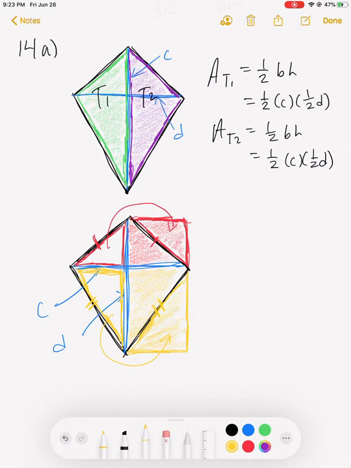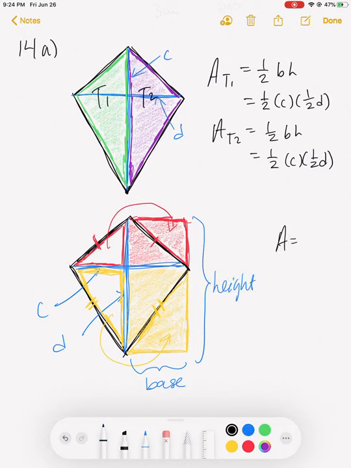So the red and yellow shaded parts with colored pencil are the rectangle that we can use to find the area of it. The rectangle has a base and a height. So the area is equal to base times height, which is equal to what with respect to our C and D? That's what you can figure out here. So there's a couple of clues for 14.